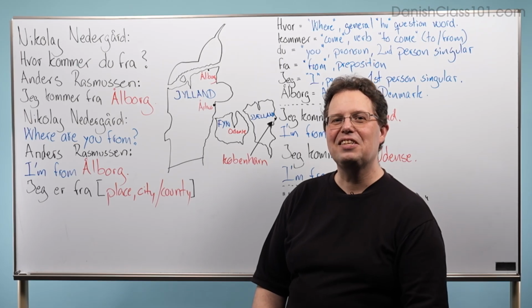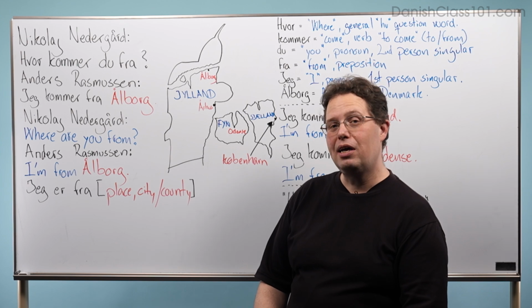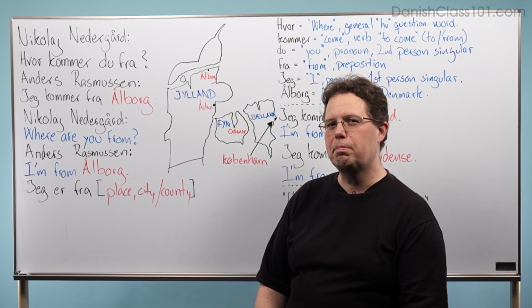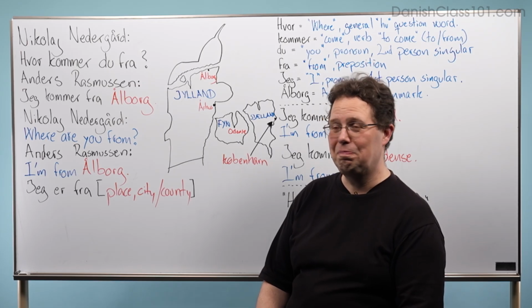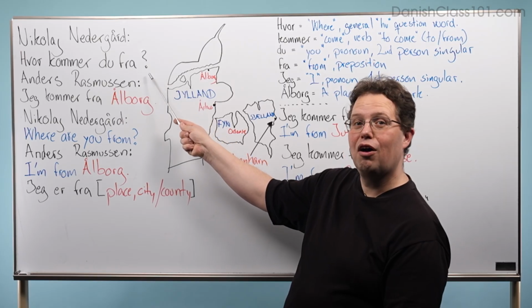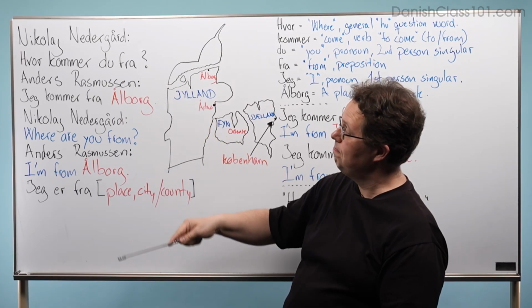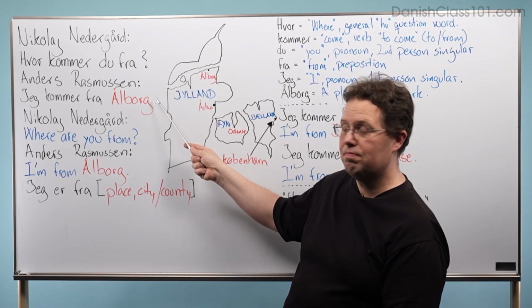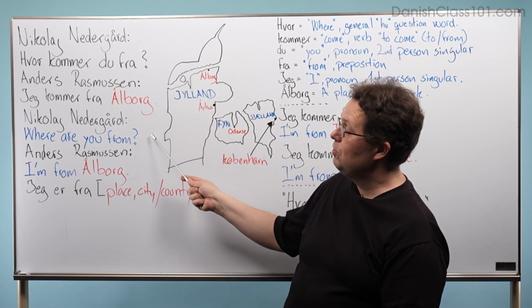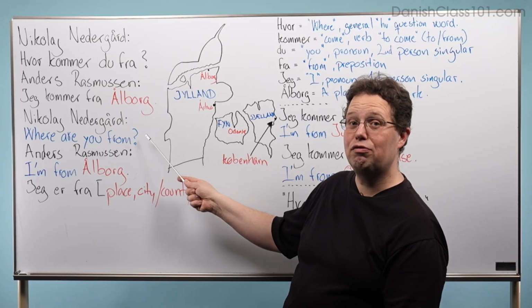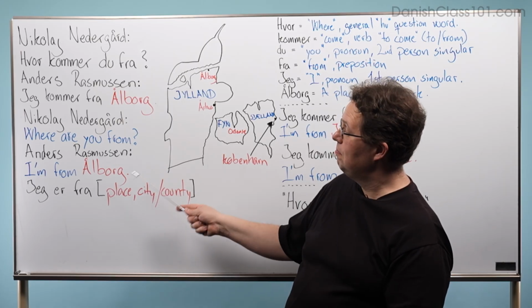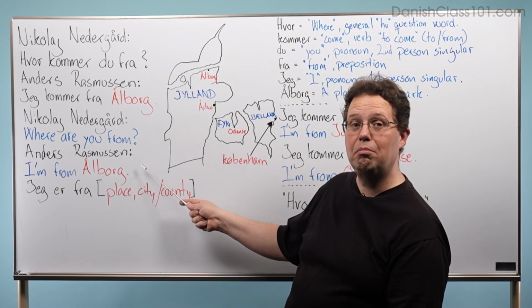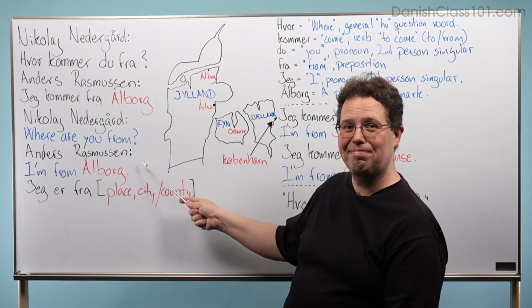All right, let's look at today's dialogue. When I read, I want you to pay attention to the place name. Find where the speaker is from and see how they say that in the dialogue. Here we go. Hvor kommer du fra? Jeg kommer fra Aalborg. So in English, that's where are you from? The answer is I'm from Aalborg.